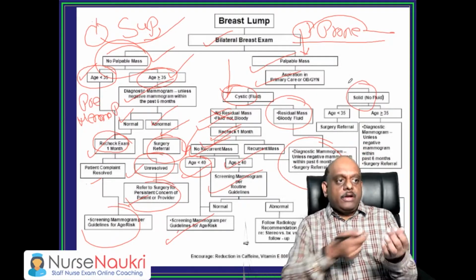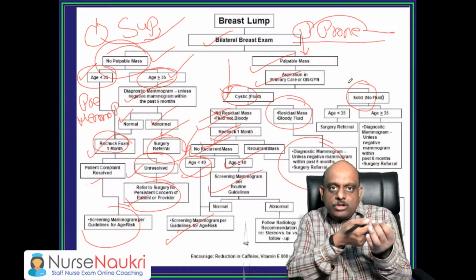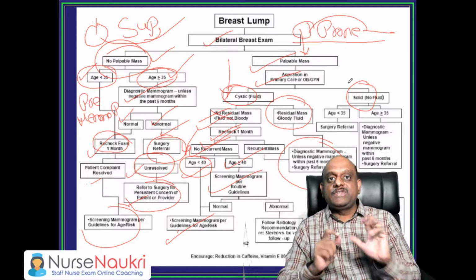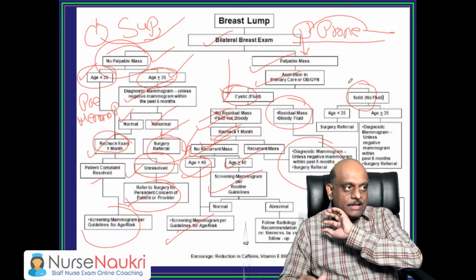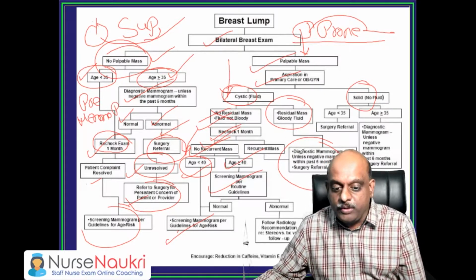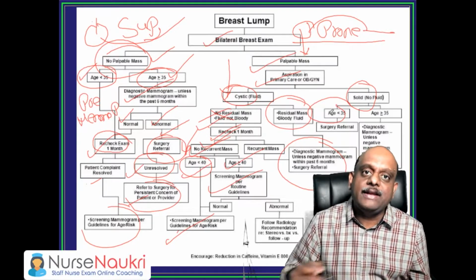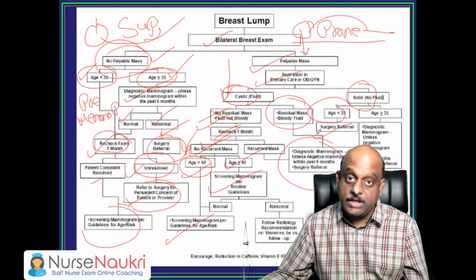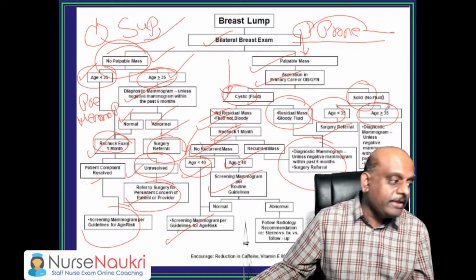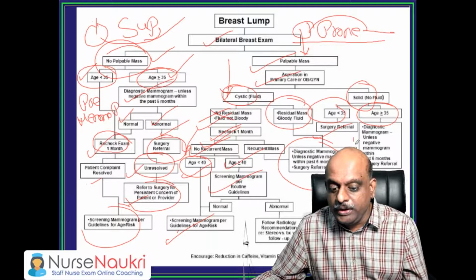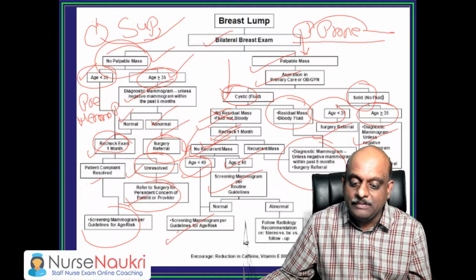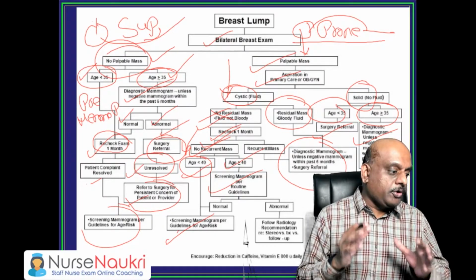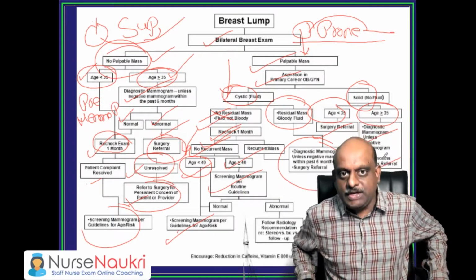Suppose when you are trying to do the aspiration, no fluid is coming. It is a solid mass. It is not a cystic palpable mass. It is a palpable mass, but not cystic, it is solid. Then what do you want to do? Suppose if the age is less than 35, then you need to refer her for a surgeon's opinion. If the age is more than 35, then you need to ask her to go for a mammogram and you need to refer to the surgeon. So this is the protocol whenever there is a breast lump.